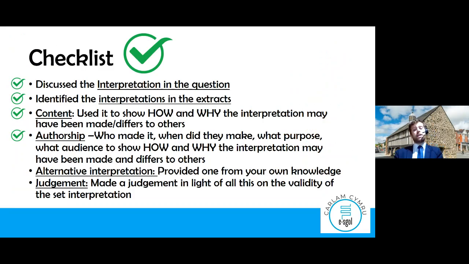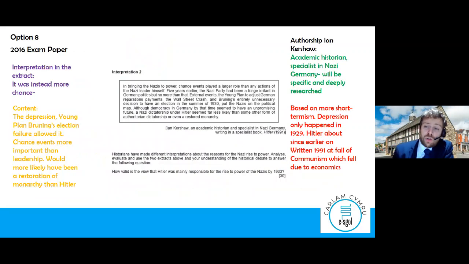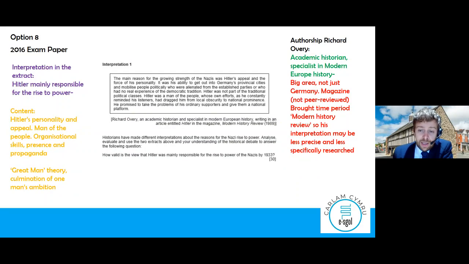So what we've done there is we've looked at the authorship, right? Who made it? When they made it? What purpose? What audience? And then to show how and why the interpretation may have been made and may differ to the others. By understanding that Ian Kershaw specializes in Nazi Germany rather than just in modern European history, we can see why his interpretation might differ. By understanding that Ian Kershaw was writing in 1991 at the fall of communism due to economics, as opposed to 1989, a few years before when the USSR was still kind of going strong, we can see why there might be a difference in idea as to why Weimar might have collapsed.